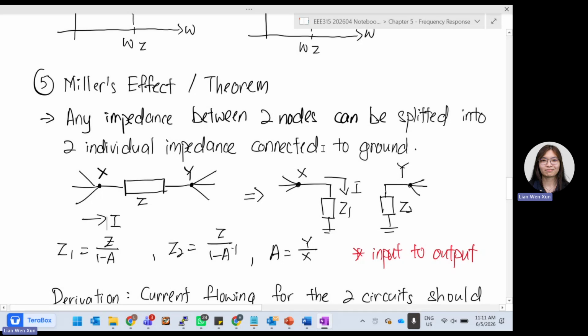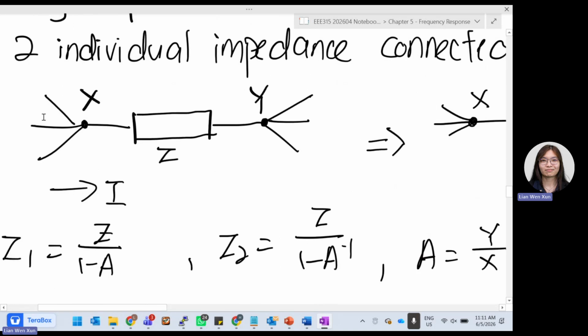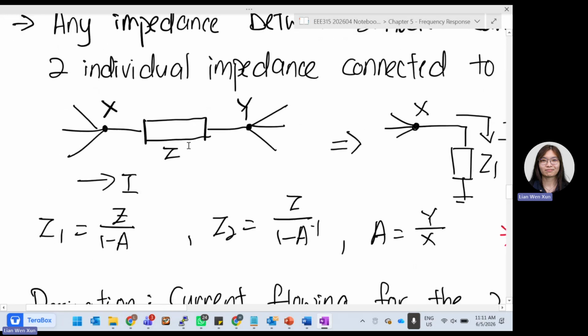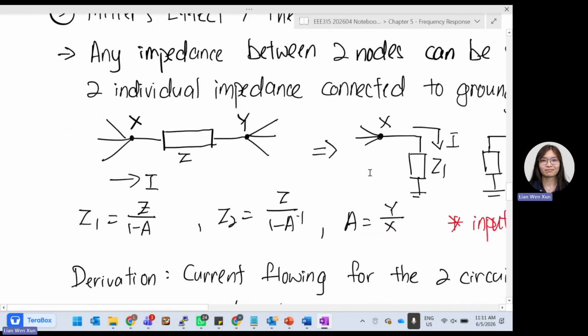So Miller's effect says that any impedance between two nodes, between input and output, if there's any capacitor or impedance around them, that can be split into two individual impedances connected to ground. Meaning that if you have a circuit, input at X, and then you have your Z, maybe a capacitor, output at Y, you can split them into something like this. So you have X, and then Z1 connected to ground. You have Y, and then Z2 connected to ground.